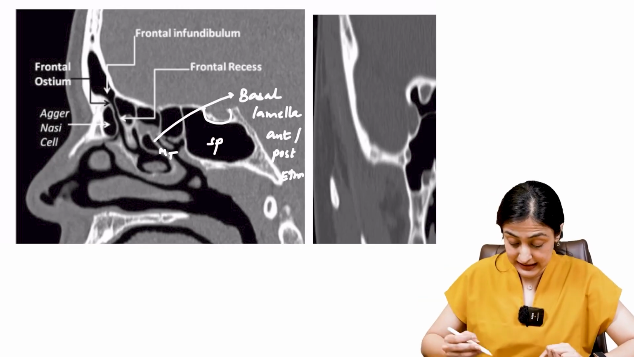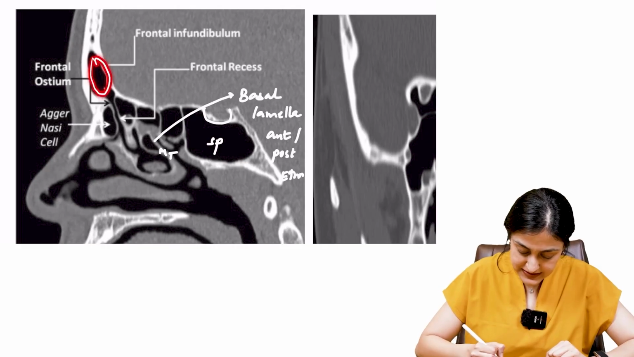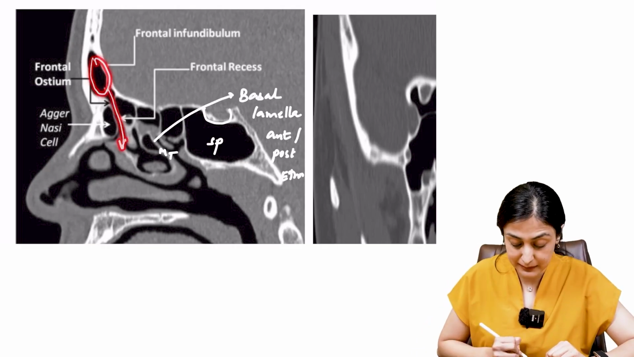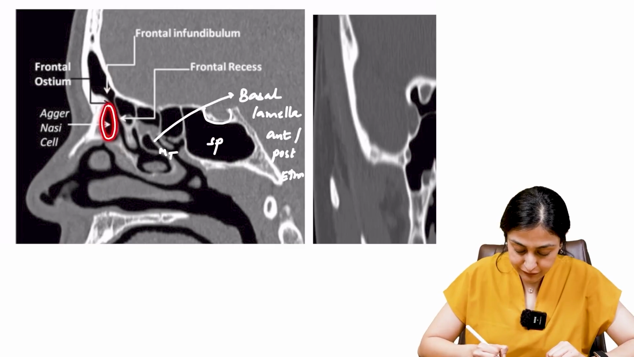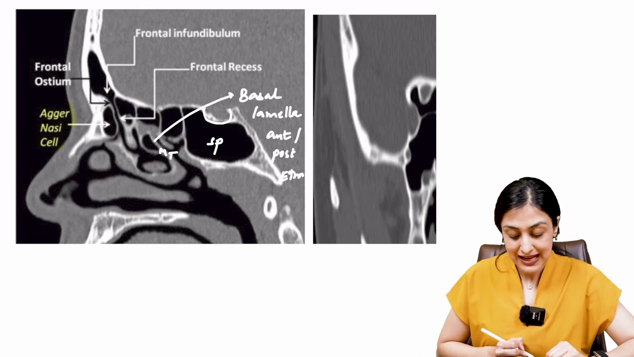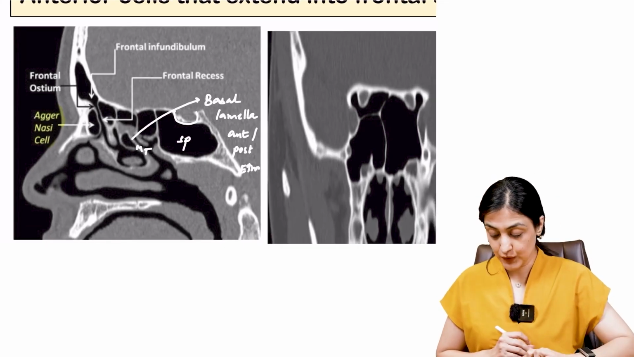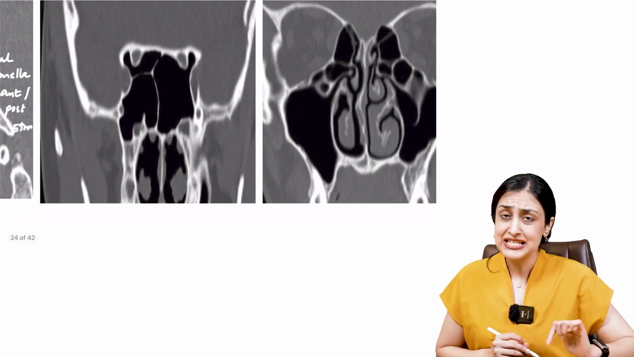Okay. Then look here. So this is your frontal sinus, and this is the frontal sinus opening in the middle meatus. Can you see in front of the opening? The most anterior cell, which cell will it be? Agger nasi. So this is your agger nasi cell. Okay. Are we anterior or posterior?